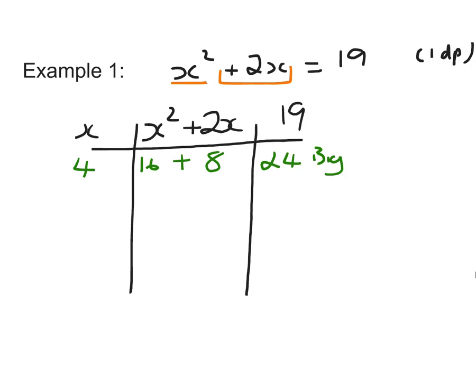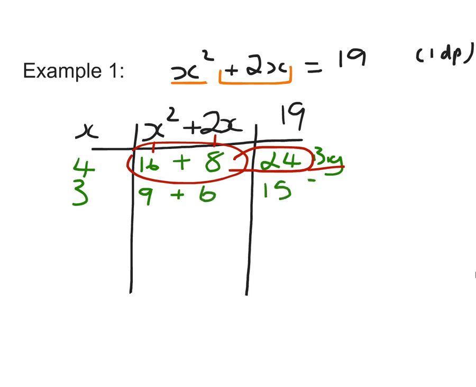See how this area here links in with the numbers above. This is just the way I do it. Some books will show you a different method. But now my answer has been written here. But I still keep this, is it too big or too small? Well, if 4 was too big, that means I need to now try 3. 3 squared is 9, and 2 times 3 is 6. When I add them together, I get 15, and that's too small.